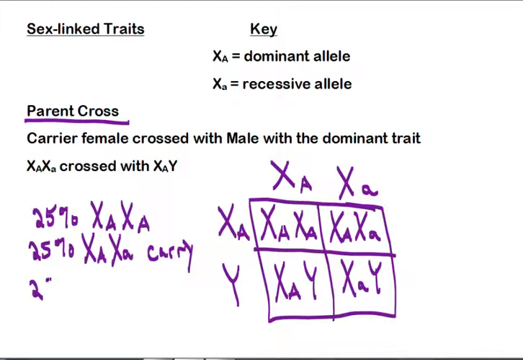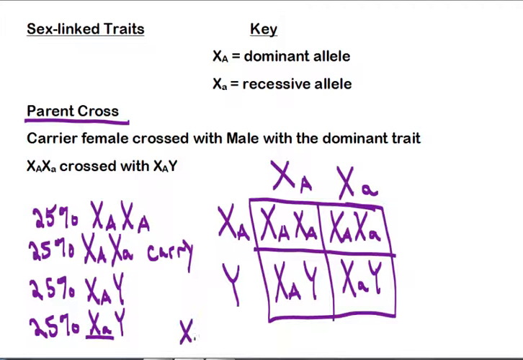The other options, you have a 25% chance of having a male offspring with the dominant allele, and then you have a 25% chance of having a male offspring with the recessive allele. In this case, if the male inherits the one X chromosome with the recessive allele, he will have that recessive trait. Whereas for a female to have the recessive trait, she would have to carry the recessive allele on both X chromosomes. So that would be X with the lowercase, X with the lowercase.